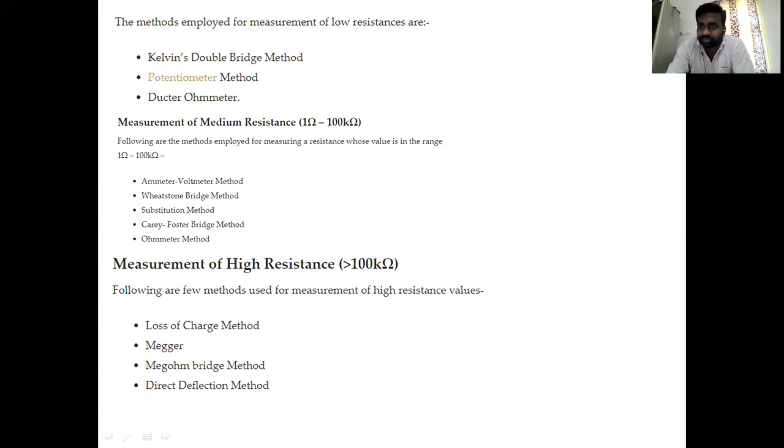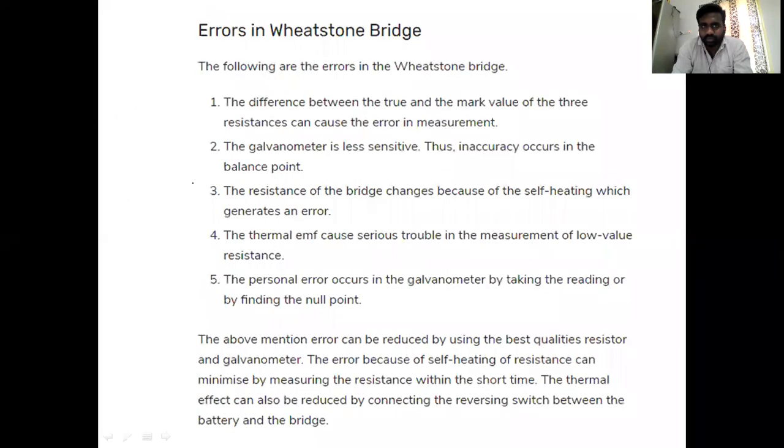We already discussed the Wheatstone bridge for measuring medium resistance in the range of 1 ohm to 100 kilo ohm, or 0.1 mega ohm. Measurement of high resistance will be discussed with two methods in coming classes, that is, the loss of charge method and the Megger. In today's class, we will discuss Kelvin's bridge.